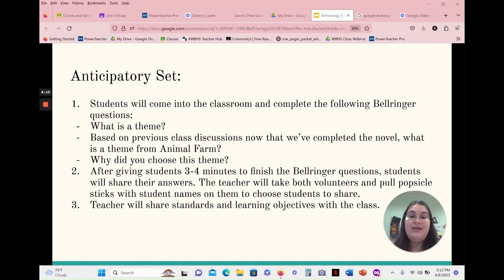Now, based on previous class discussions, they need to pull what they've reviewed. What is a theme from Animal Farm? Because by this point, they should have determined a theme.